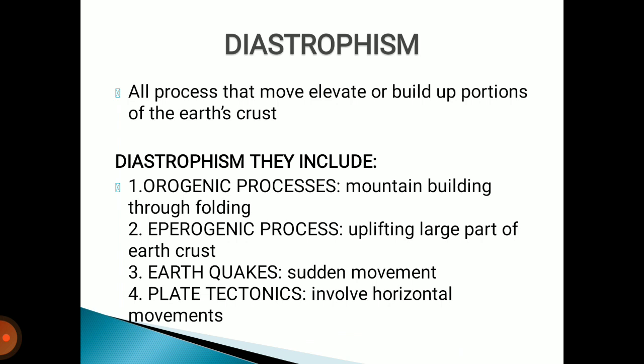They give out a lot of molten material from internal forces. The hot magma comes out on the surface of the earth. We've already studied about it. Then it gets cooled and forms into different things. All those processes that build up the earth's crust are known as diastrophism. Diastrophism includes, number one, the orogenic process.